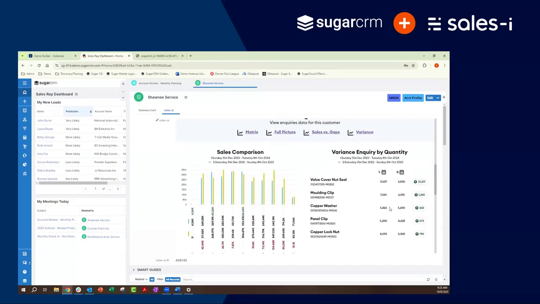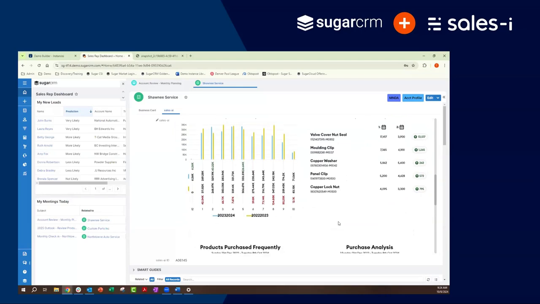And as I scroll down, you'll see a few different more reports that I like to cover. First, the variance inquiry by quantity, right? I can see the top 5 products we are selling into Shawnee Service, and I can see year over year how many of those products we're actually selling by count, which is a nice snippet if I want to bring this up in conversation during my meeting. Again, being able to see all the information and the data directly on the account and what this customer is actually buying a lot of, I can bring that up during my conversation.